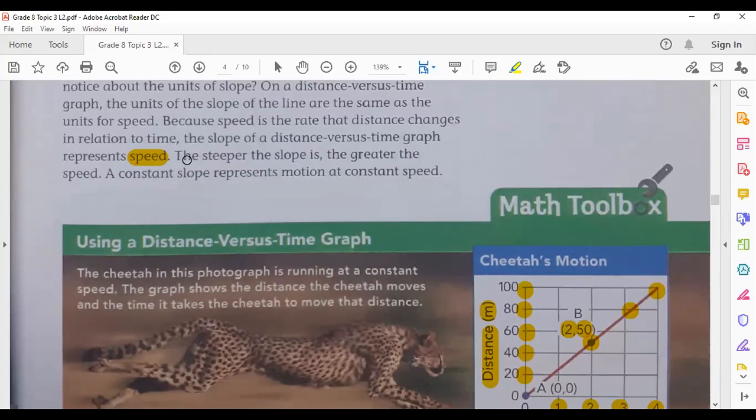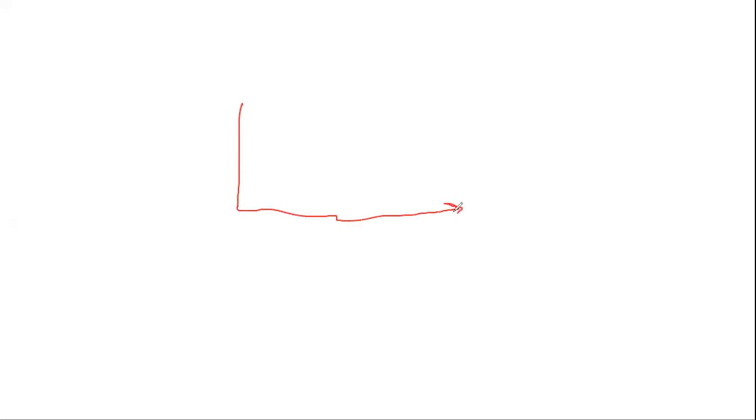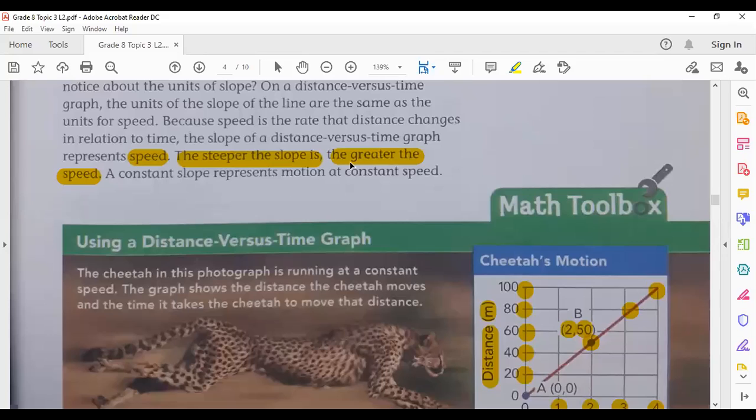Look at this important point. The steeper the slope is, the greater the speed. A constant slope represents motion at a constant speed. Suppose that the slope is like this. What does this mean? Constant speed. But what if the graph is steeper like this? The speed is increasing, the greater the speed. What if the graph is like this?